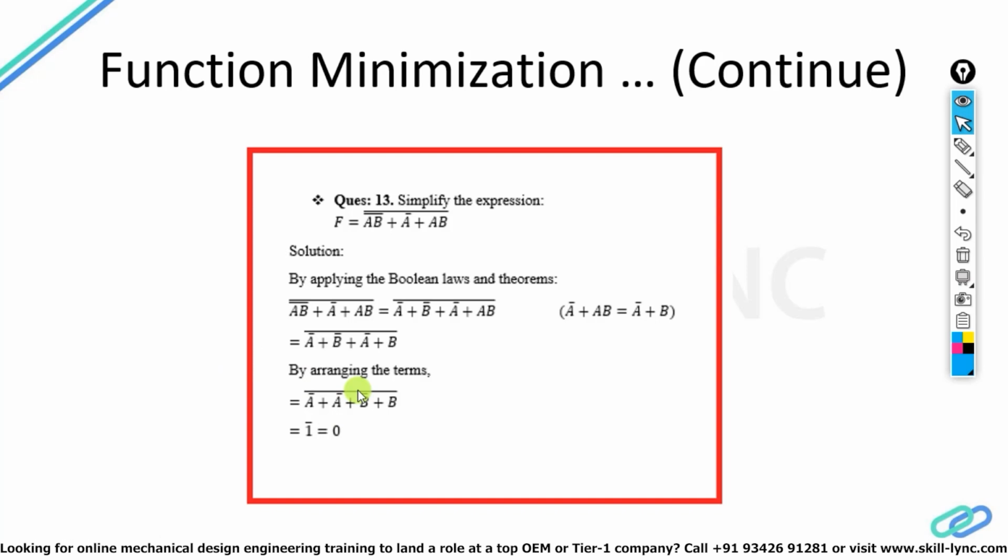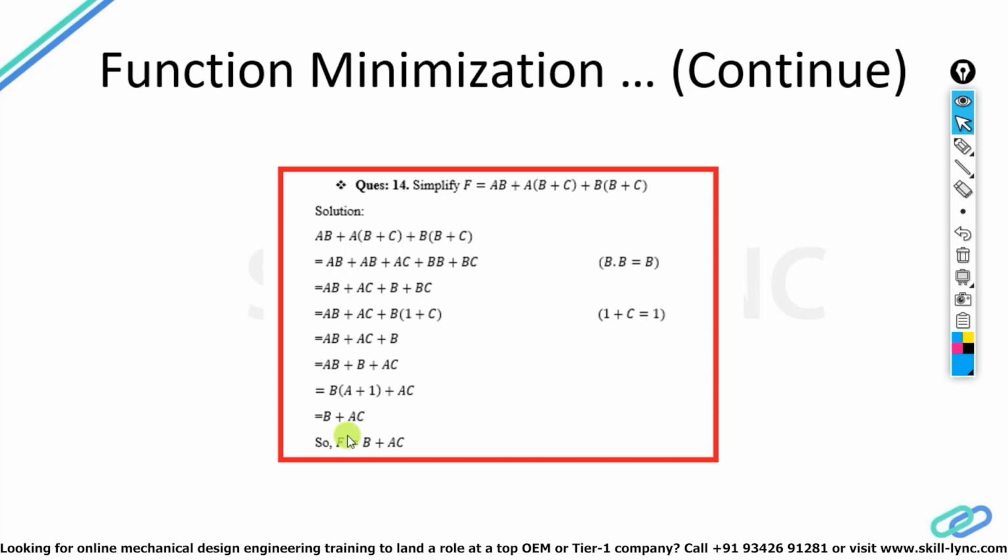And we are very well aware that something plus 1 is equal to 1. So this whole expression turns out to be 1 bar. And the complemented form of 1 is equal to 0. So the whole expression is reduced to 0. Here you are taking so many expressions, so many gates are there, but at last you are reducing it to the 0 value. Let's move to the next question.